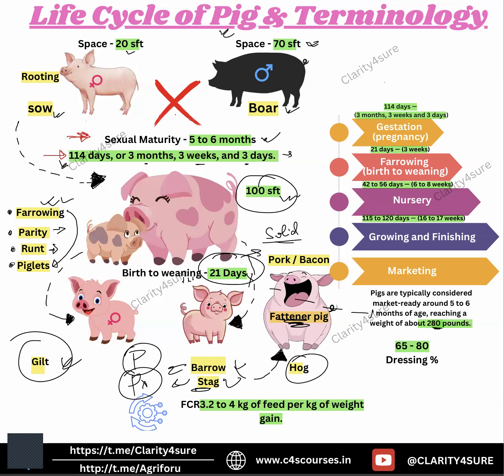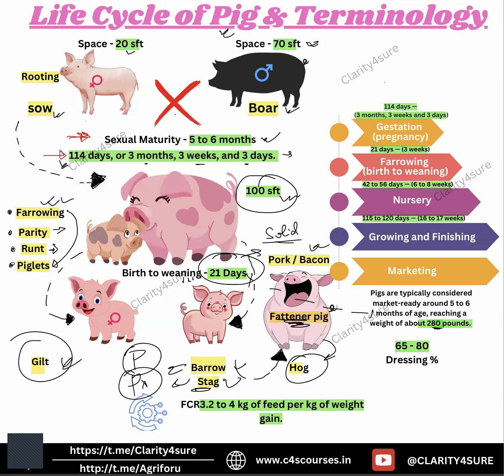Fattening period means you are fattening the pig, giving it more feed so that it gains mass and reaches the market. So from weaning till it reaches the market is known as the fattening period, and the pig in that period is also called a fattener pig. This pig is also called a hog, which has attained a lot of mass. The commercial product of the pig is pork or bacon. The meat of the pig is called bacon, that you must remember.